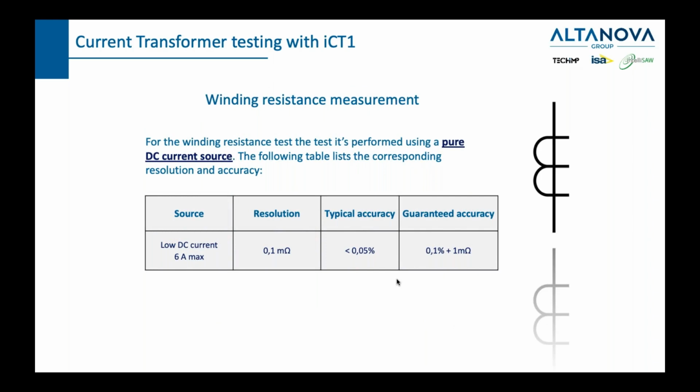Winding resistance is a very important test because it tells us, in most cases, if we have some loose contacts, or maybe some broken wires inside or short-circuited wires. In this case, we use a pure DC current source, and it does the test very quickly. This is a very nice way to perform the test. The resolution when we measure is 0.1 milliohm, and the typical accuracy is 0.05%. The guaranteed accuracy is 0.1%, plus or minus 1 milliohm.